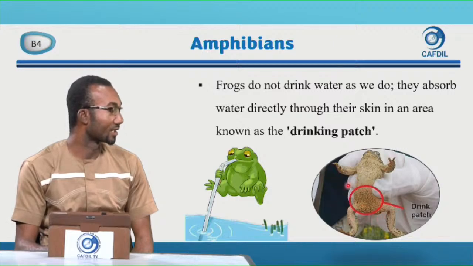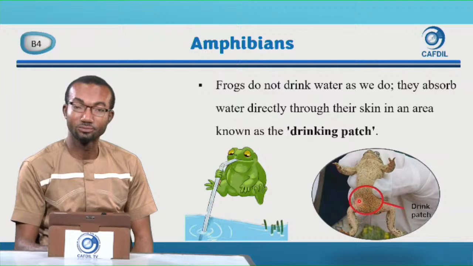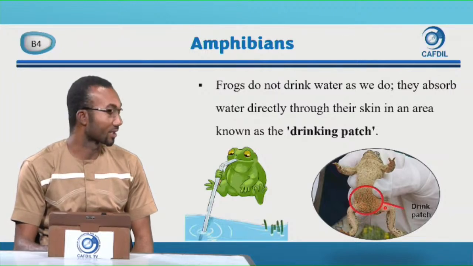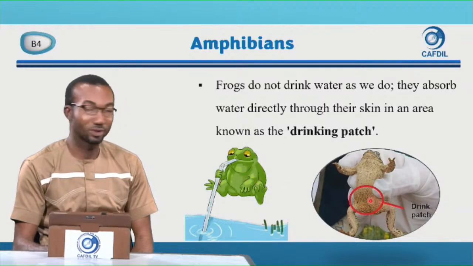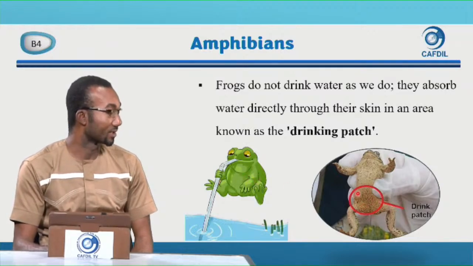Just at their abdomen, there are some holes there that they drink water through. So frogs drink water through the drinking patch, and this is where the drinking patch is located. So you will not see any frog drinking or taking water like this as we do. They take water through the drinking patch here.